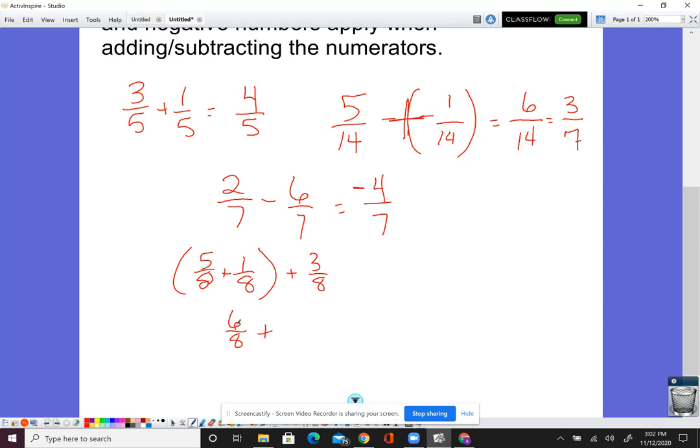I have that as a single fraction, but I'm not going to reduce it down because I'm not done with the whole problem yet. So now I have 6/8 plus 3/8 is going to give me 9/8. That is an improper fraction, so I'm going to write it as a proper fraction of 1 1/8. And that's really all there is to it. So good luck.